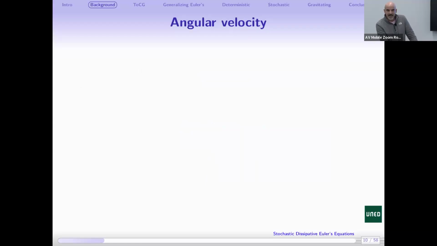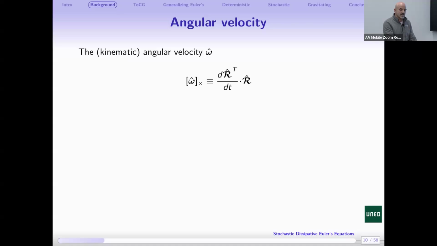Now, the next concept is the angular velocity. The angular velocity is a kinematic quantity that is obtained from the derivatives of the rotation matrix. The rotation matrix in general depends on time because the body moves. So you take the derivative, multiply with the rotation matrix itself, and this produces, because the matrix is orthogonal, an antisymmetric matrix given by the cross product matrix. And the 3 values in this cross product matrix are the 3 components of the polar vector, which is the angular velocity.